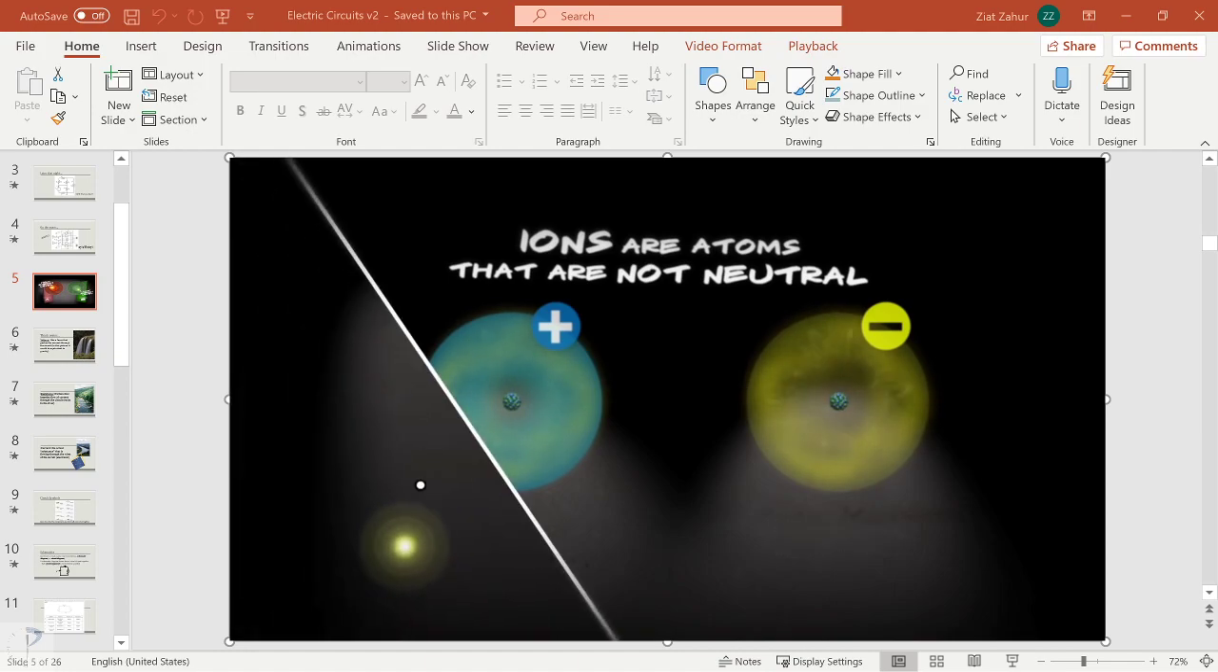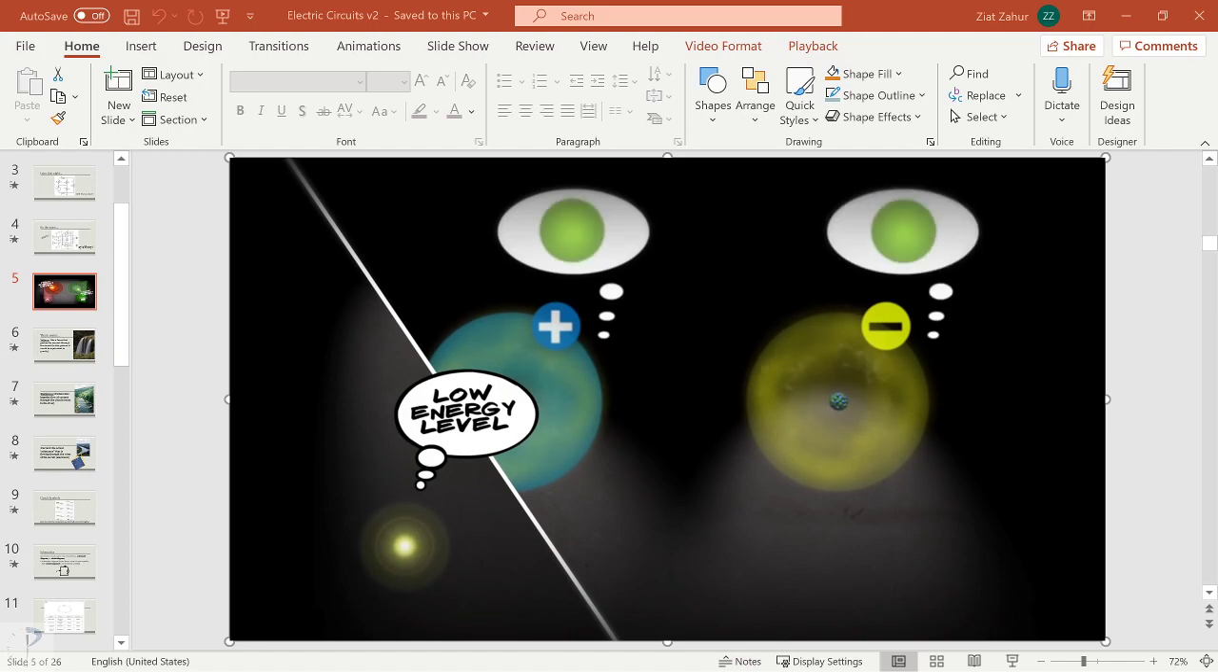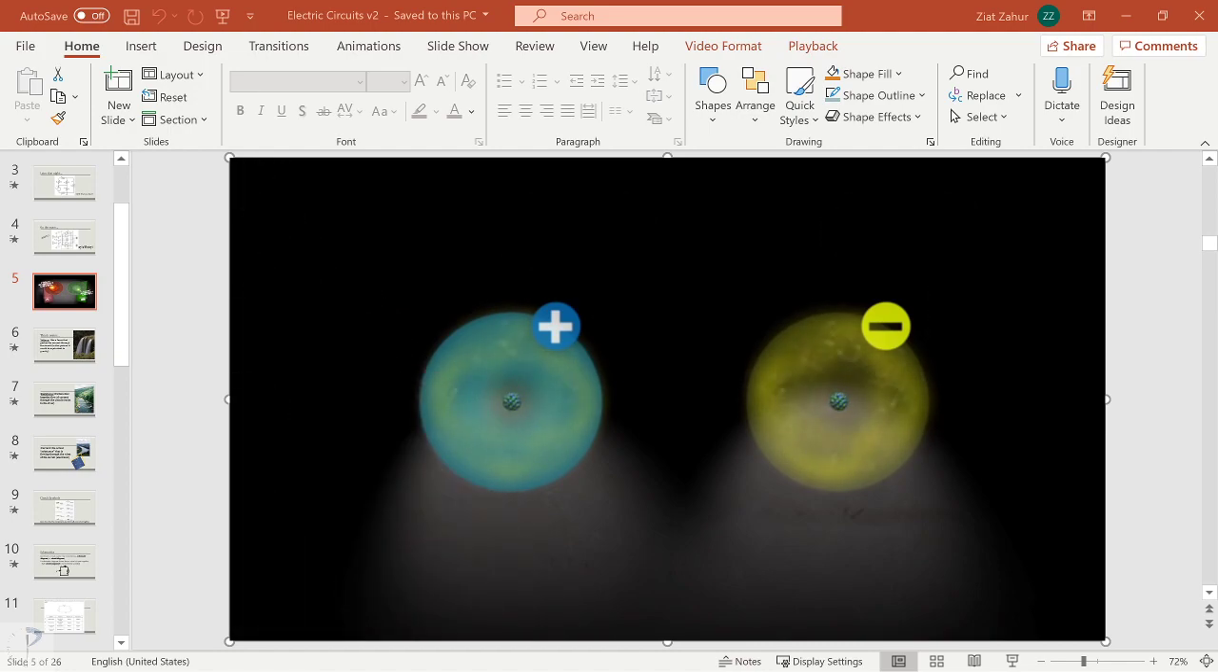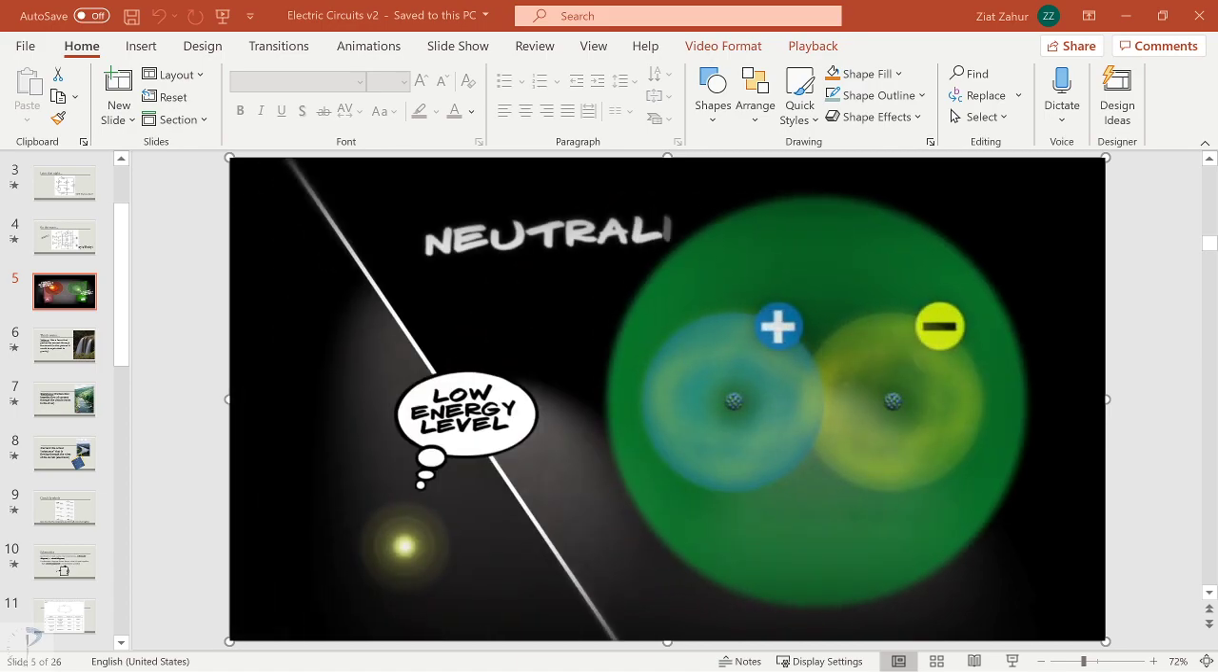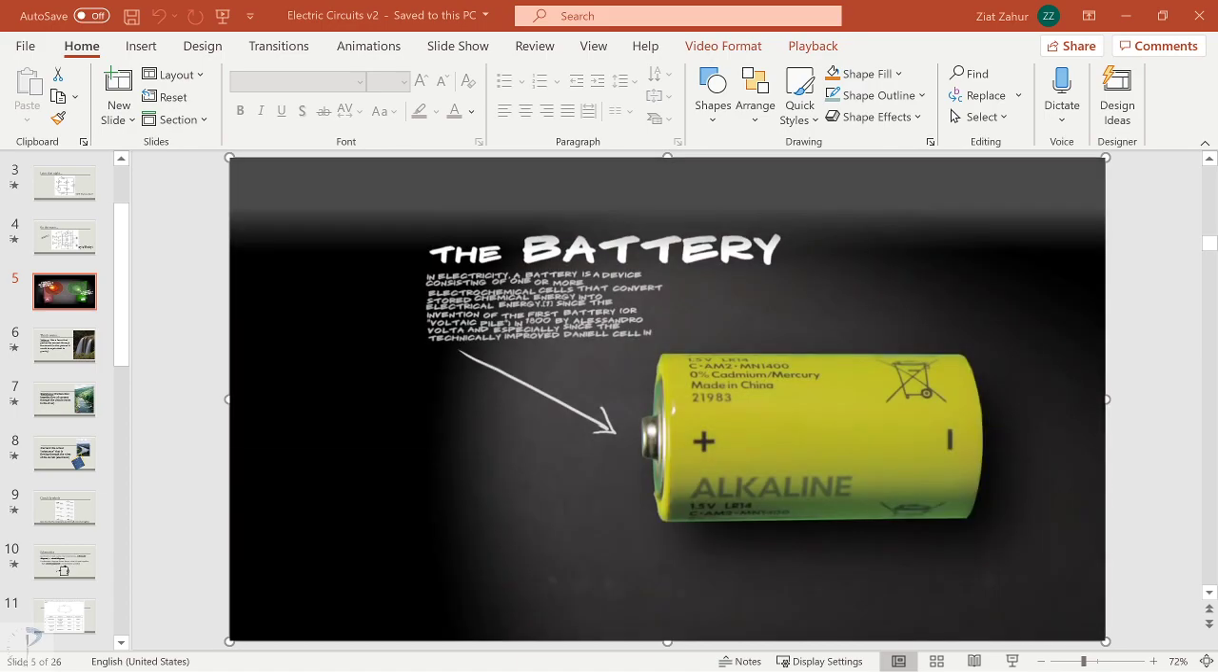So while electrons want a low energy, stress-free life to be happy, ions just want to be neutral. And they do this by finding an opposite charge and sticking together. The heart of a battery is electrons and ions trying to achieve happiness.